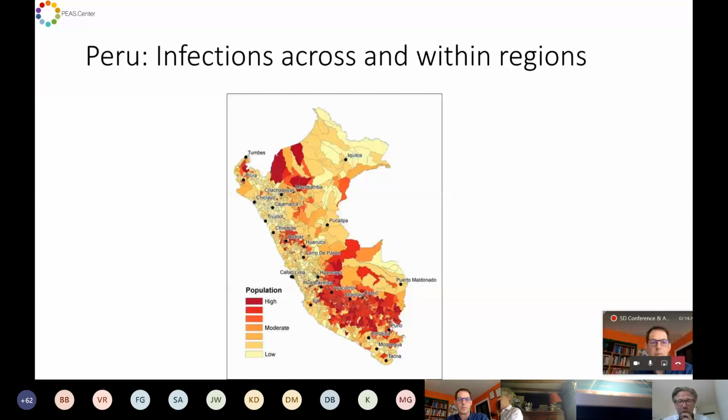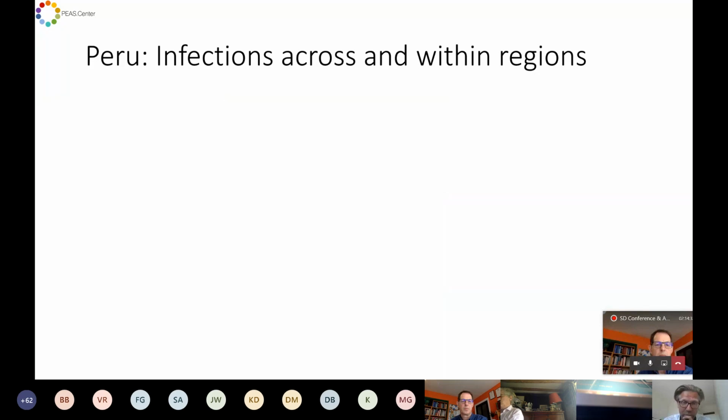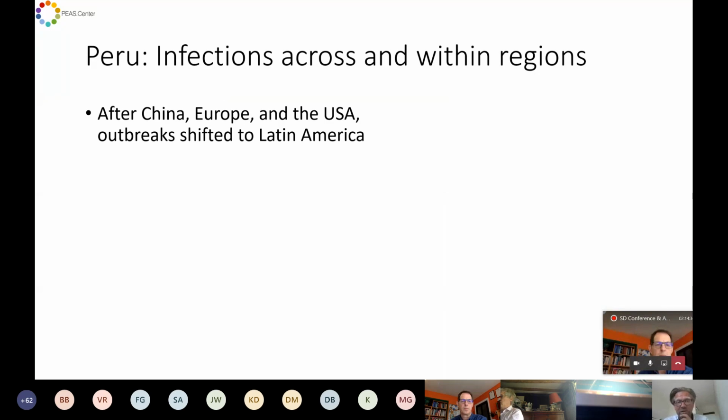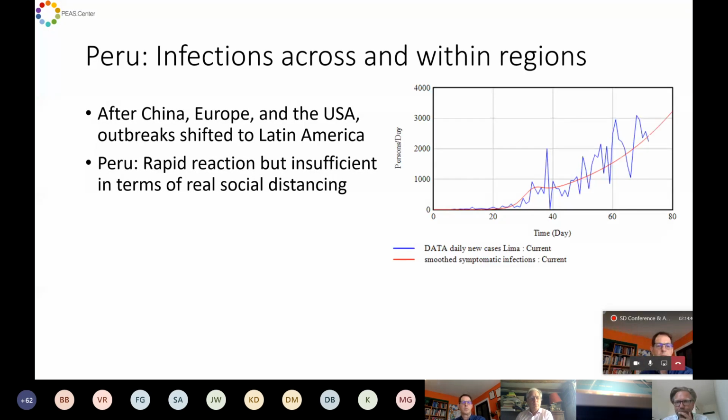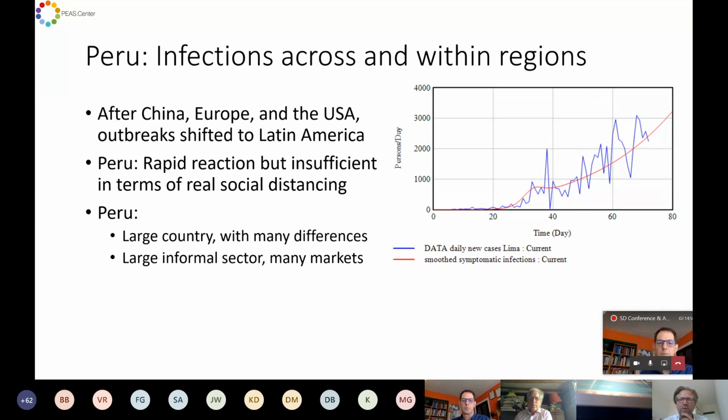So finally, then Peru. Well, that's yet another case. It's very interesting what is happening there, but it's also pretty bad because after China, Europe, and the US, now we have a major shift in outbreak towards Latin America. And Peru, although they took measures, let's put it that way, really at the beginning, so there was some effect to it. What you're actually seeing now is that it's still growing exponentially, although a whole lot less, of course, than what would happen if you would not have any of these measures.